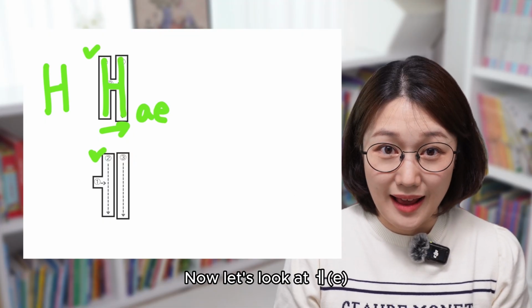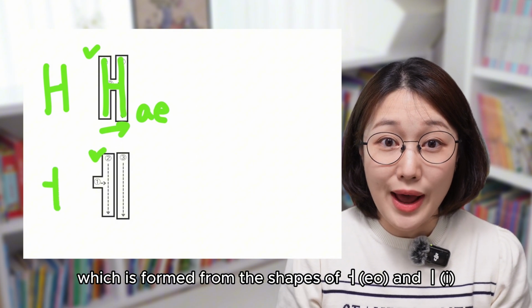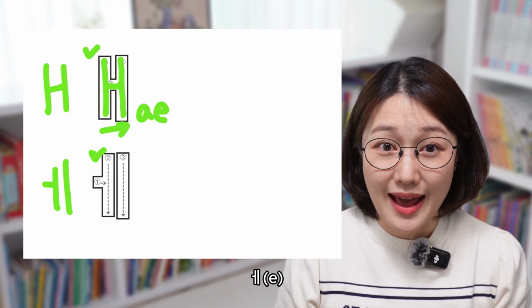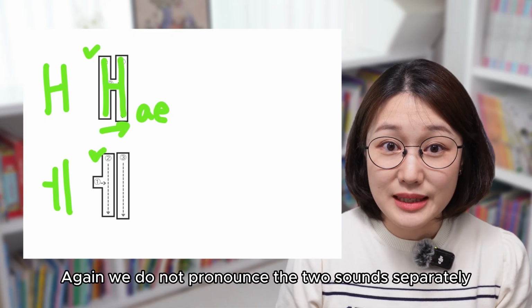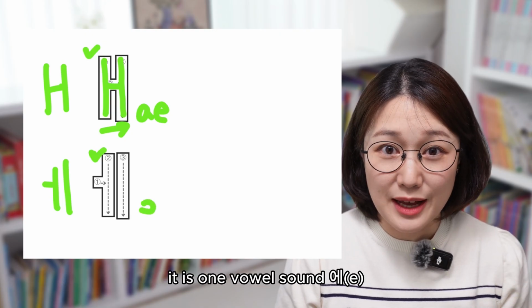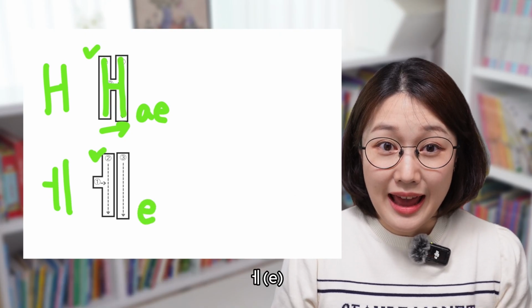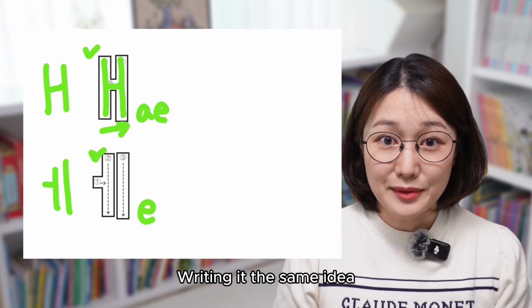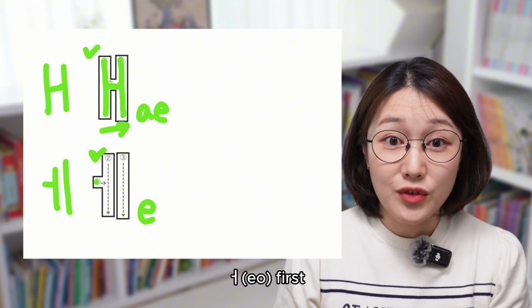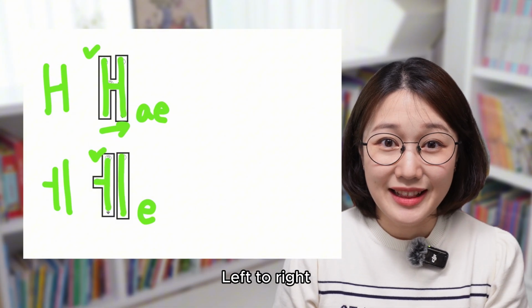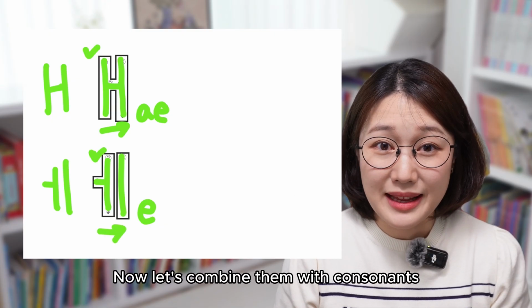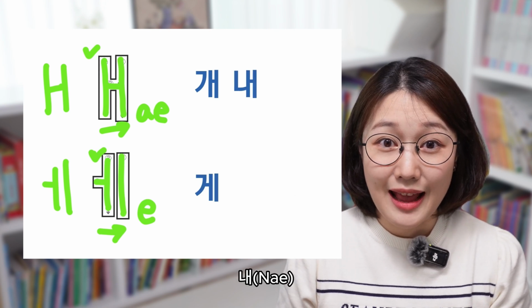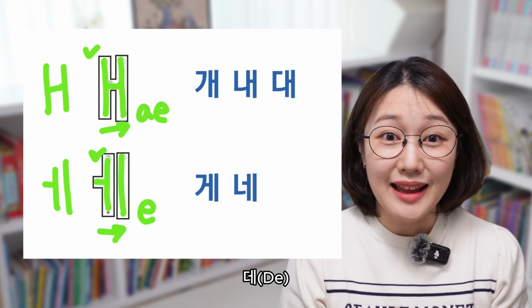Now let's look at 에, which is formed from the shapes of 어 and 이. 어 and 이. 에. Again, we do not pronounce the 2 sounds separately. It is one vowel sound. 에. Repeat after me. Writing it, the same idea. 어 first, then e beside it. Left to right. Now let's combine them with consonants. 개, 네, 데.